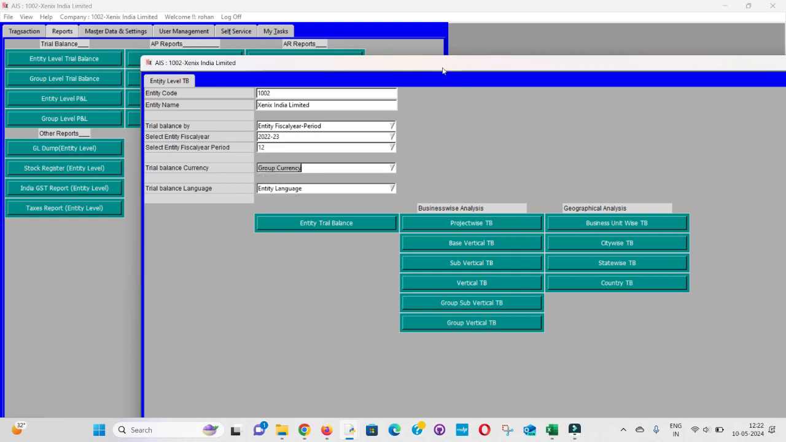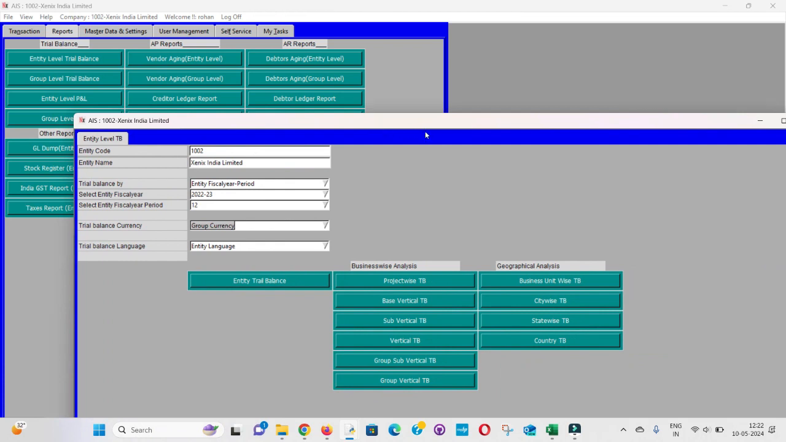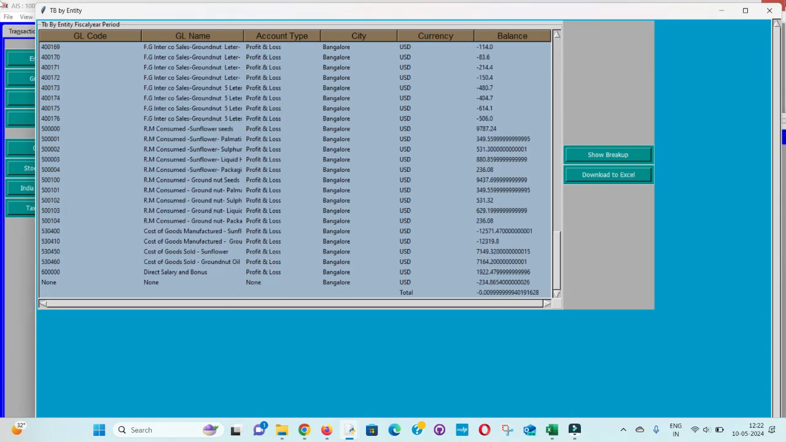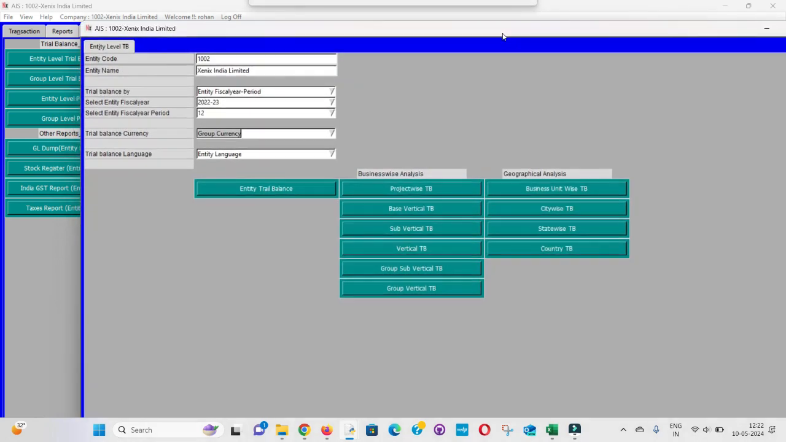Group currency means this is an American based group where their group currency is US dollars. And since it has the exchange rates daily fed, in a fraction of seconds it will convert all the transactions into your group currency, which is the dollars. That means you can generate not only in entity currency, you can generate in document currency, group currency, and again with all these permutation combinations you can generate at any level.